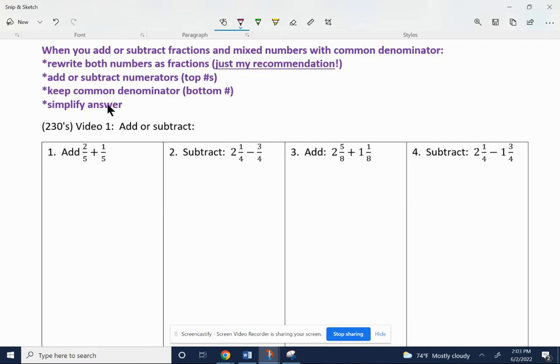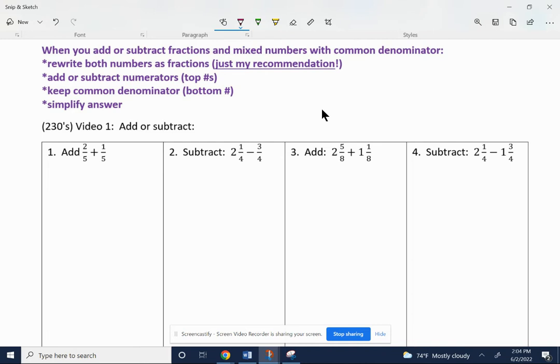I will say this, the Khan Academy lesson is set up for you to regroup, like to work with the fractions first, possibly borrowing, and then working with your whole numbers second. It seems like most of my students do better if they just change everything to a fraction at the get-go. So you can do it however you want, but I want to show you how I would do it just by changing everything to a fraction.